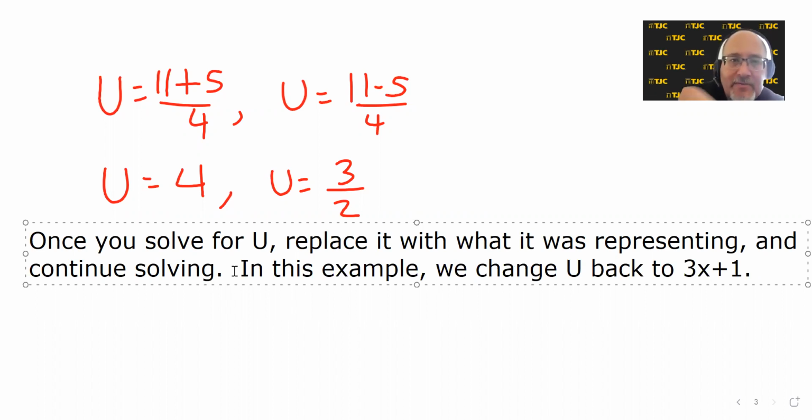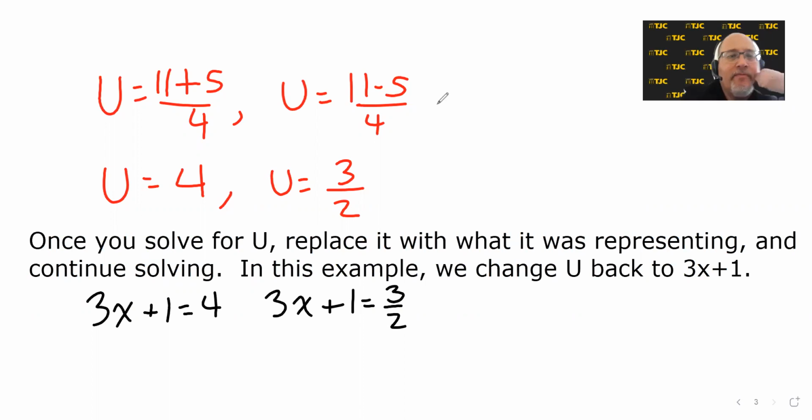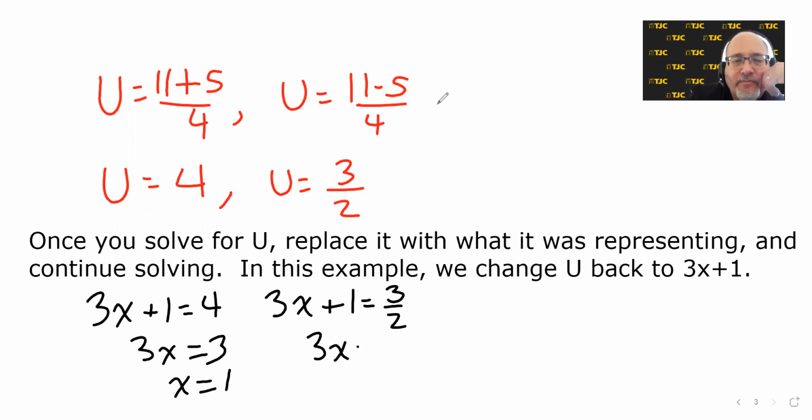When we do that, we get 3x plus 1 is equal to 4, and 3x plus 1 is equal to 3/2. And now we finish solving. On the first one, we'll subtract 1 from both sides to get 3x is equal to 3. Divide both sides by 3 to get x equals 1. Pretty simple. On the second one, however, we need to proceed with caution because of the 3/2. If we subtract 1 from both sides, we get 3x equals 1/2.